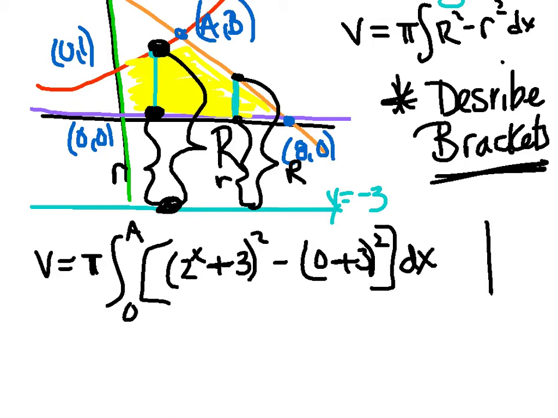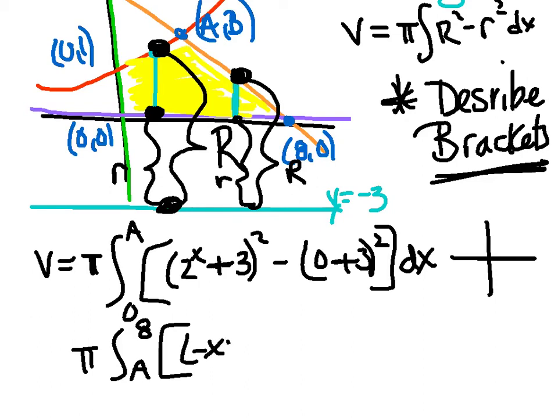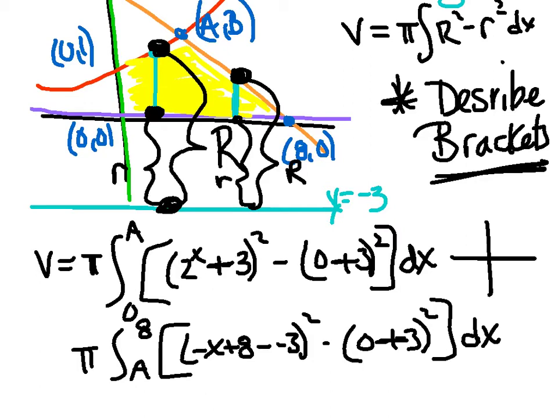Okay, now I have to add to that. Make sure you have a plus sign. I've got to describe this second rectangle. Pi integral from a to 8. Describing the big R, it's on that orange line, so that's negative x plus 8 minus negative 3 squared minus 0 minus negative 3 squared dx.